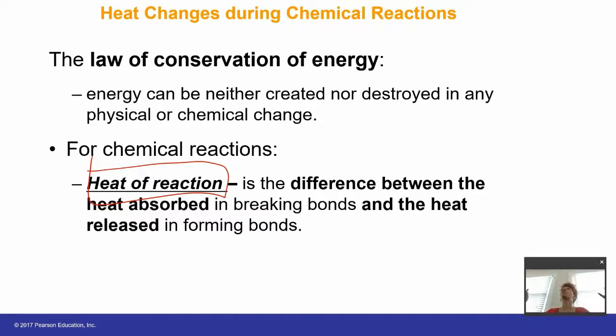But the energy is being absorbed from the surroundings. What are the surroundings? Those ions that are floating around in solution, the solvent, the beaker, the air, okay? And that's why the temperature goes down, all right?